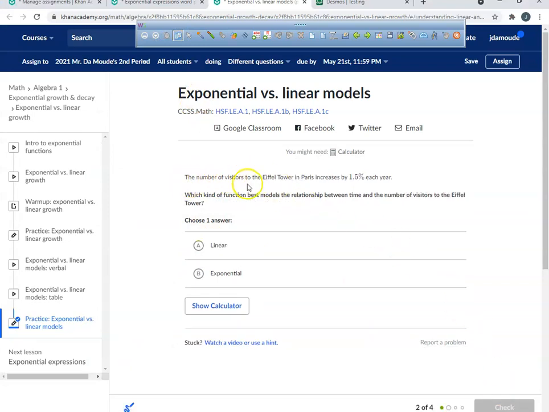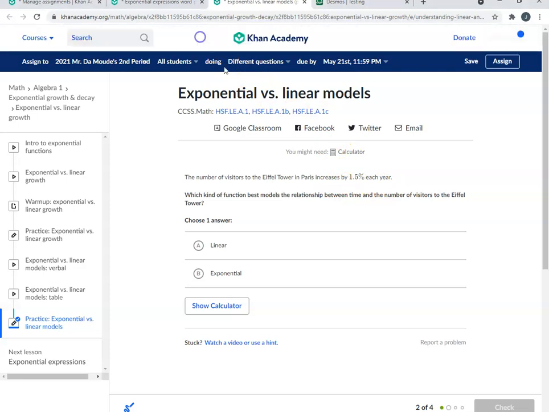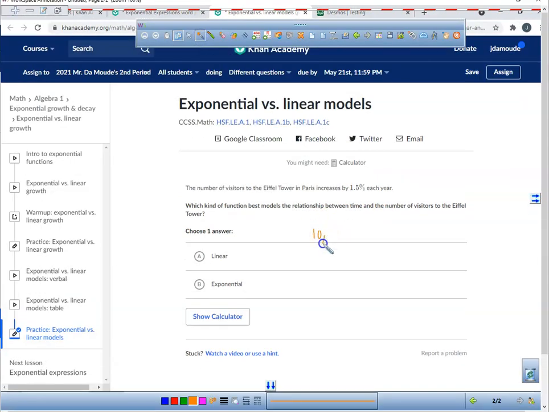It says the number of visitors to the Eiffel Tower in Paris increases by 1.5% each year. So let's just imagine there were 10,000 people and it increased by 1.5%. What does that mean? What is 1.5% as a decimal? Okay, it's 0.015. Some of you may have been taught to move the decimal over two places like that. But an easy way is just to take whatever your percentage is and divide it by 100%, and that will give you your decimal every single time.